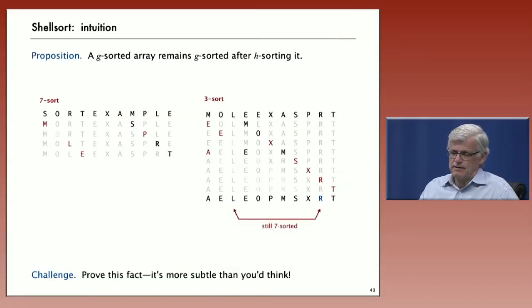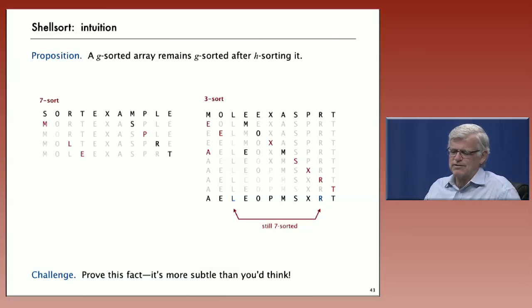Now, the intuition behind shell sort, and actually the mathematical fact, is that if you've got an array that's H-sorted and then you K-sort it for another value K different from H, it's still H-sorted. This is one of those mathematical facts that seems obvious, but then if you try to prove it, maybe it's a little more subtle than you think.